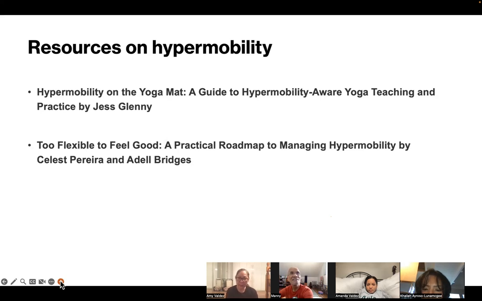Yeah, so it's important to keep in mind the principle of balance and sthira-sukha. Sthira is strength or stability. Sukha is ease or relaxation. So we can't go overboard in either direction. We want a balance of the two. So if you have somebody who's hypermobile, you're going to want to help them understand that we need to balance your flexibility with strength and stability. There's a couple of resources here that I found: Hypermobility on the Mat, A Guide to Hypermobility Aware Yoga Teaching and Practice, and Too Flexible to Feel Good, A Practical Roadmap to Managing Hypermobility. If you're curious, you can look those up.